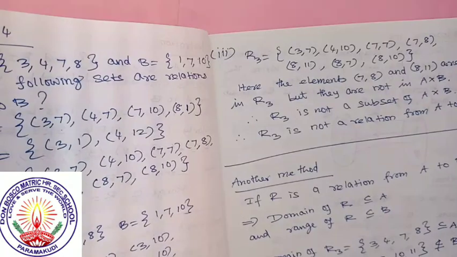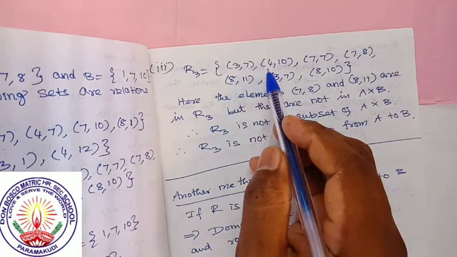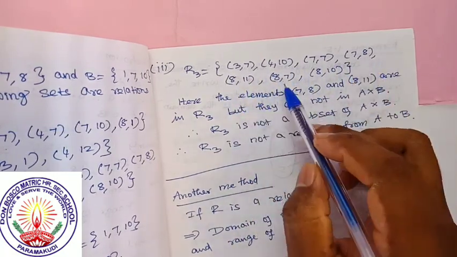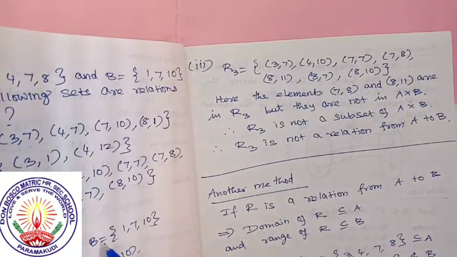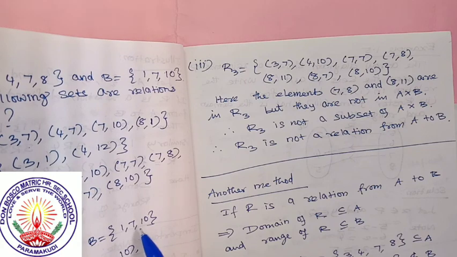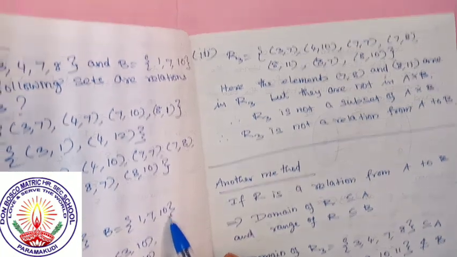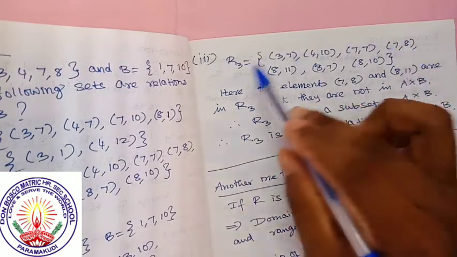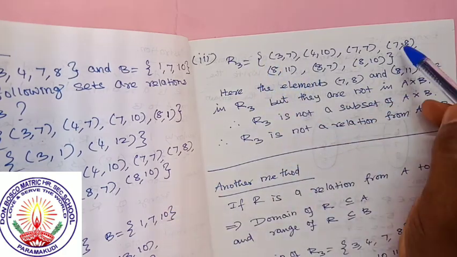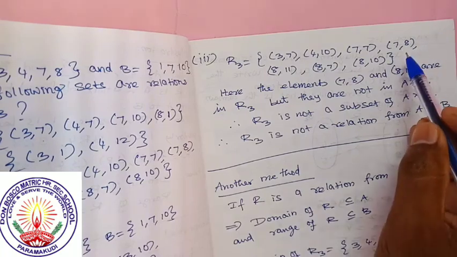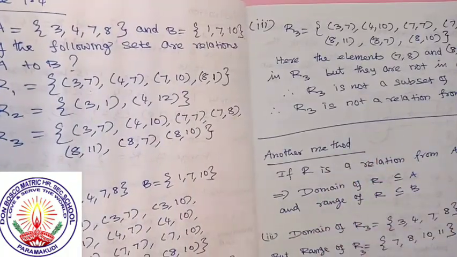Like that, the third relation, R3 = {(3, 7), (4, 10), (7, 7), (7, 8), (8, 11), (8, 7), (8, 10)}. Now look here. B is the codomain, but there is no 8 and there is no 11. But here (7, 8) belongs to R3 and (8, 11) also belongs to R3. The 11 is not in the codomain. This 8 is not in the codomain. Therefore, (7, 8) and (8, 11) belong to R3, but they are not in A cross B.